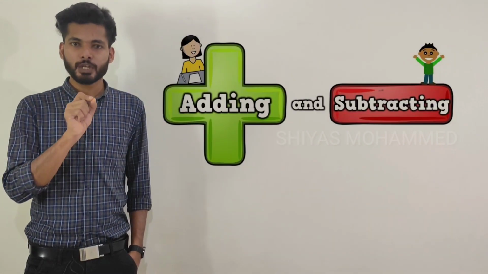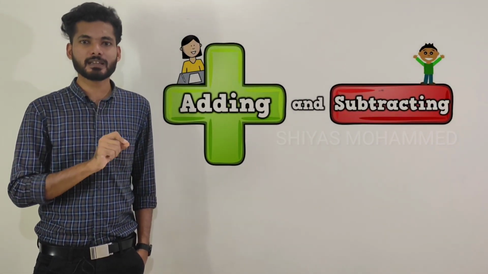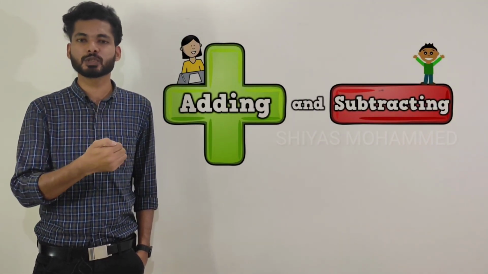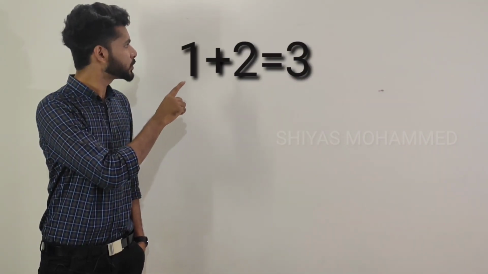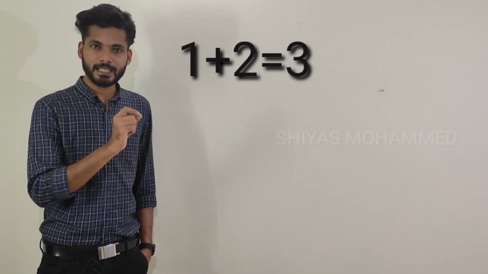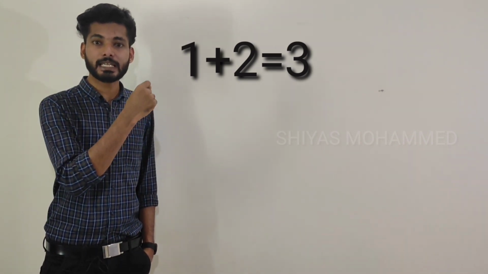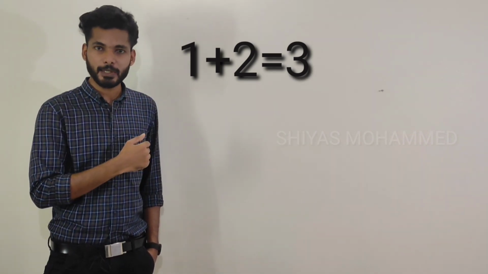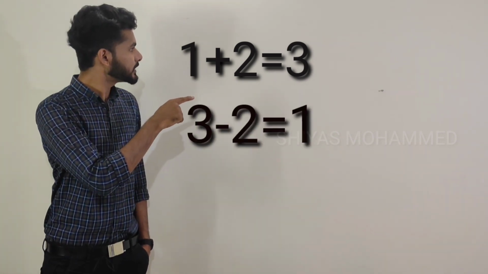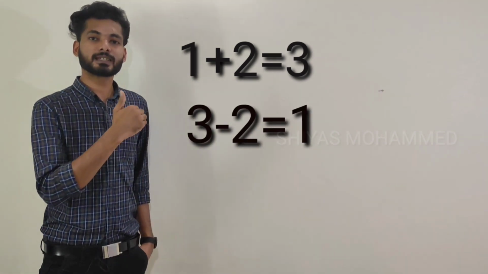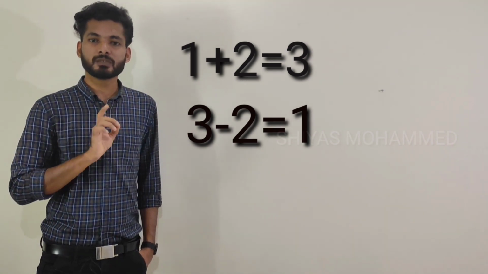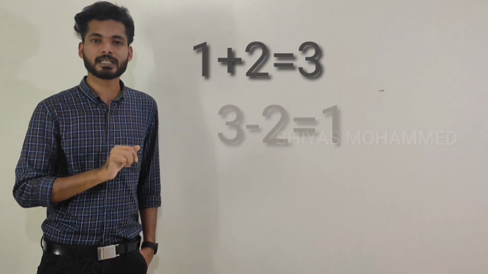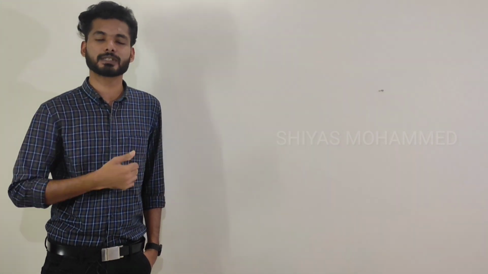For example, we know that addition and subtraction are inverse functions, or opposite to each other. We can give an example. We know that 1 plus 2 is equal to 3, which means that if we add 1 with 2, we are getting 3. Just the reverse process we can do. 3 minus 2 is equal to 1. So if we are subtracting 3 minus 2, we are getting the same number again, 1, which means that addition and subtraction are just inverse processes.